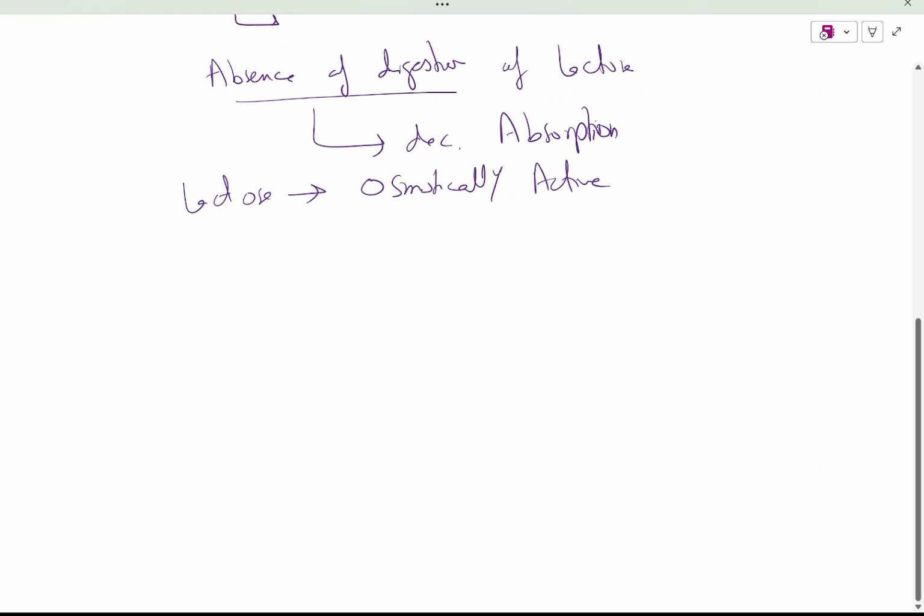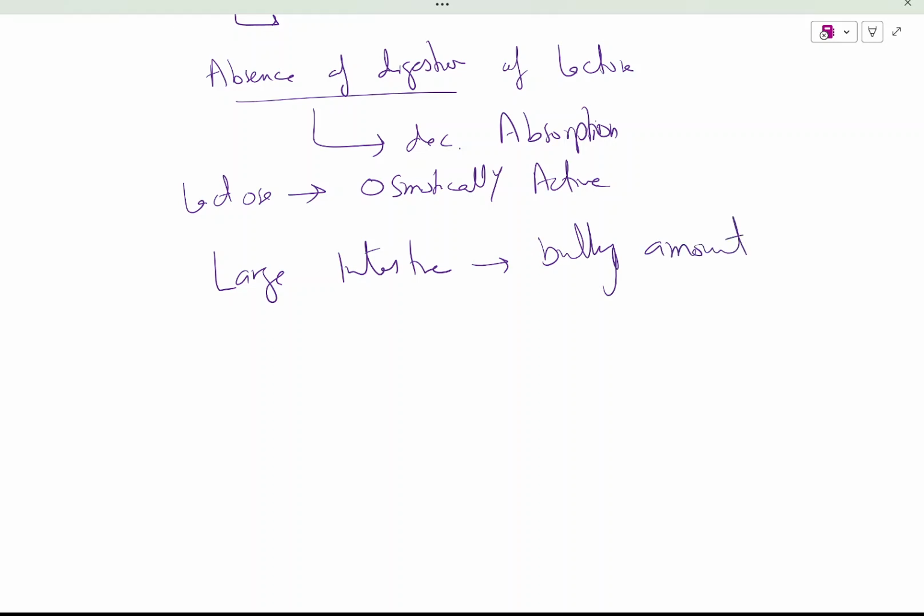The thing is that this lactose is also passing from the small intestine and moving to the large intestine. As it travels from the small intestine to the large intestine, it keeps attracting osmotically active molecules, in simple words water molecules, towards itself. As it reaches the large intestine, it forms a bulky amount. You get why it is osmotically active and how a bulk is formed in lactose intolerance.